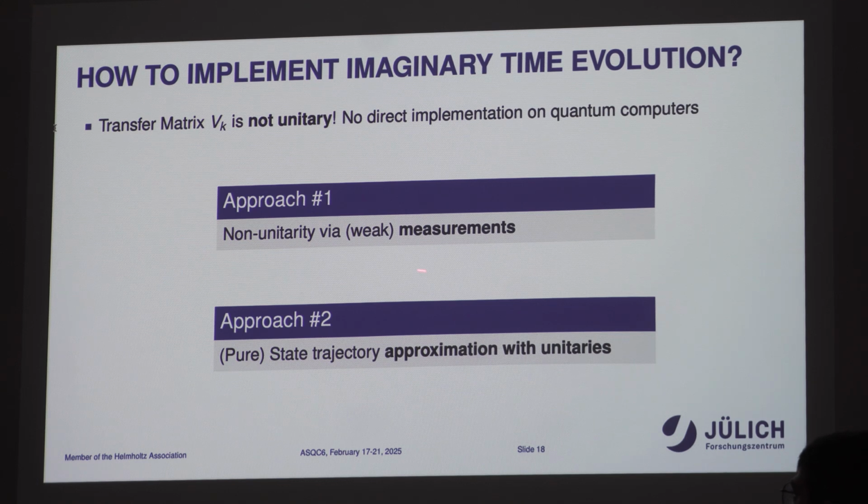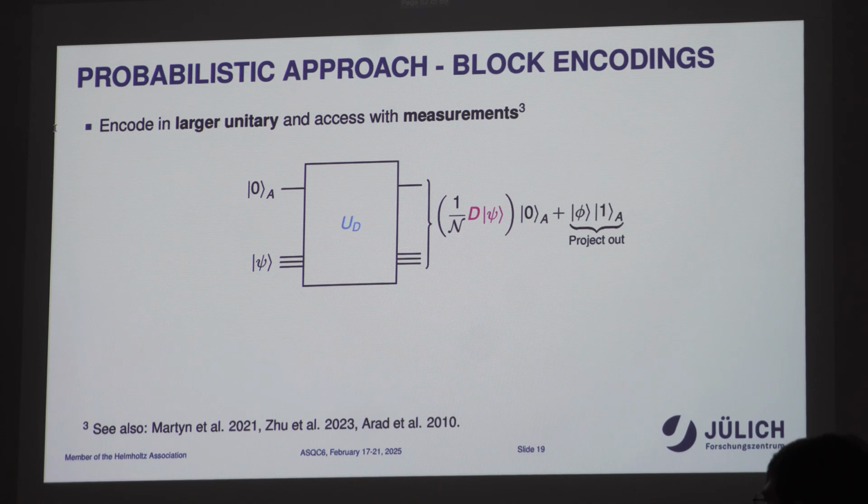And by looking at the literature, we consider 2 possible approaches. One is essentially introducing non-unitarity via measurements, and the other is using approximation with unitaries through a classical counterpart. I will consider first the first approach.